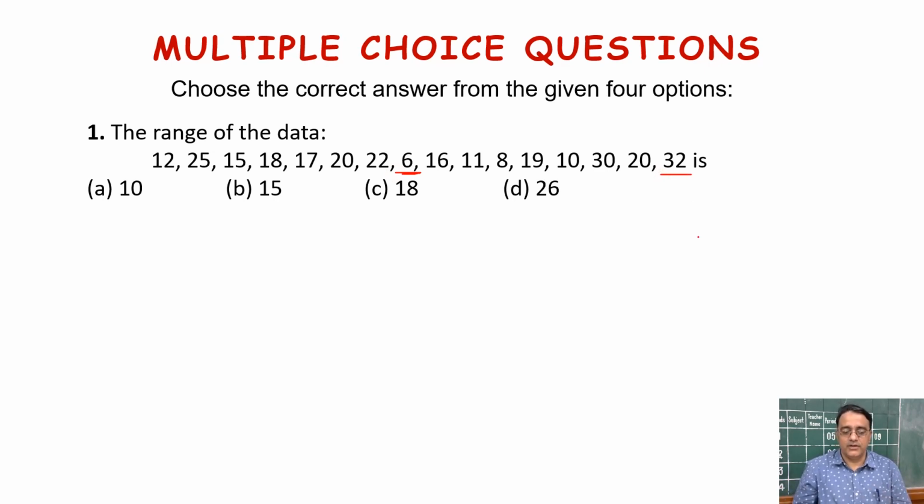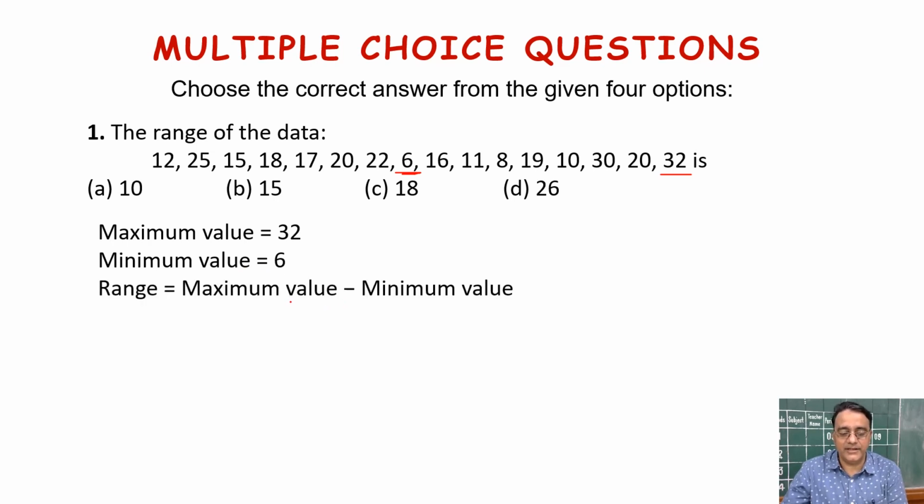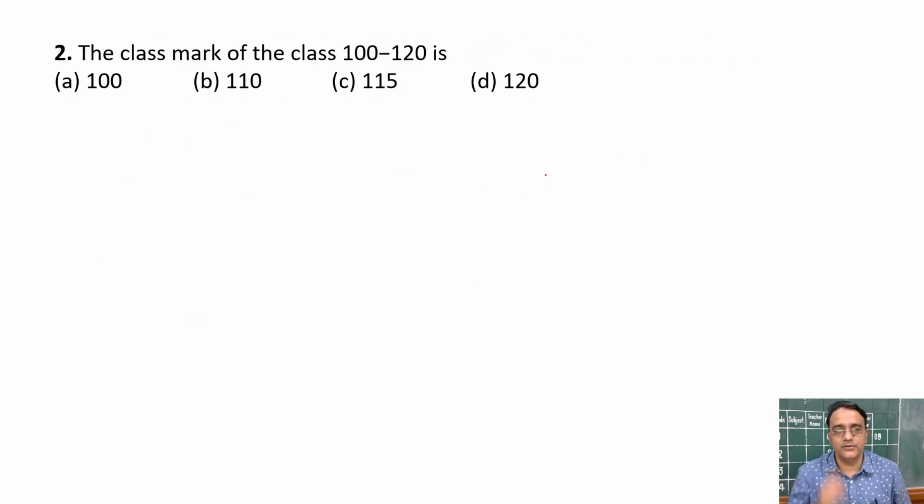So range क्या होता है? Highest value minus lowest value और maximum value minus minimum value. So maximum value is 32, minimum value is 6. So the range is maximum value minus minimum value, that is 32 minus 6. So we are getting 26. And the final option is option D. Right. So now we are moving toward question number 2.